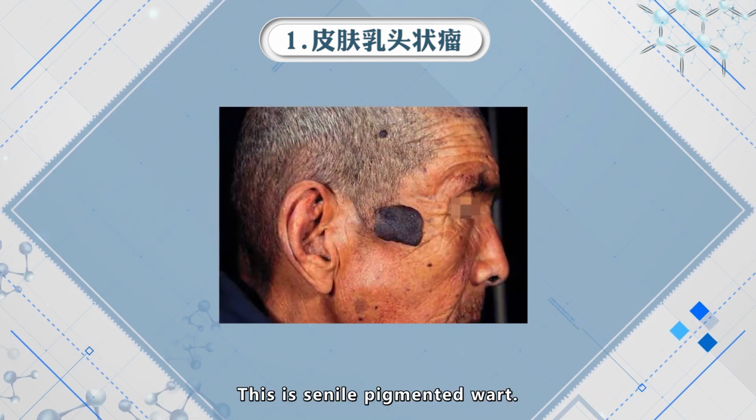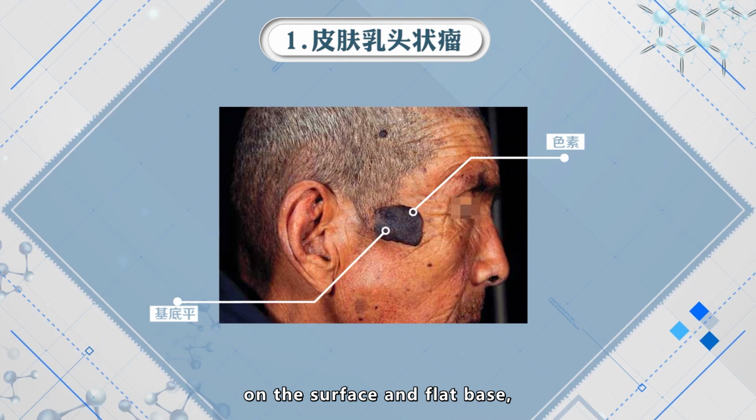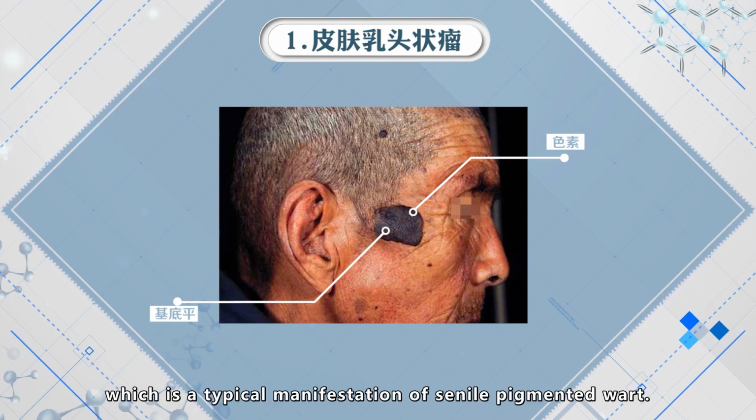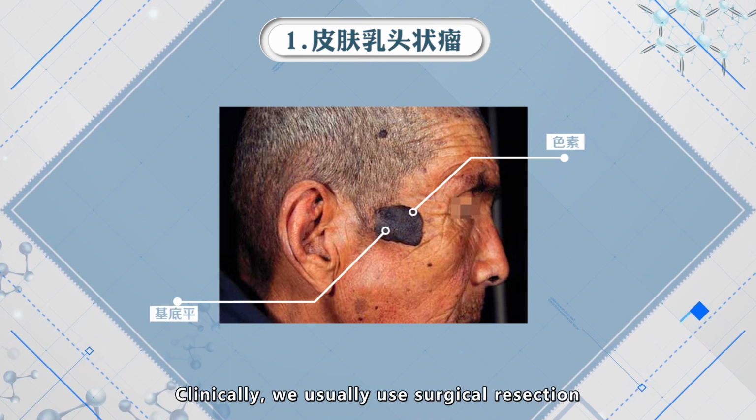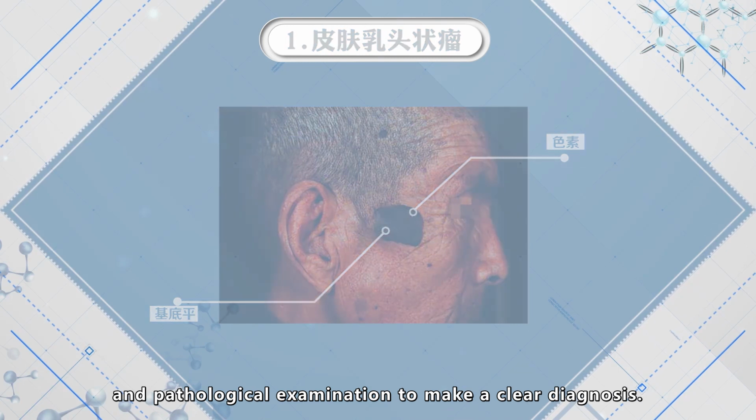This is senile pigmented wart. The right temporal zygomatic part has pigment on the surface and a flat base, which is a typical manifestation of senile pigmented wart. Clinically, we usually use surgical resection and pathological examination to make a clear diagnosis.